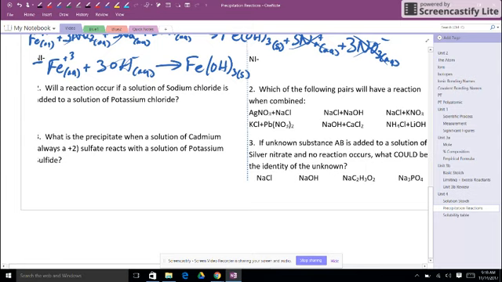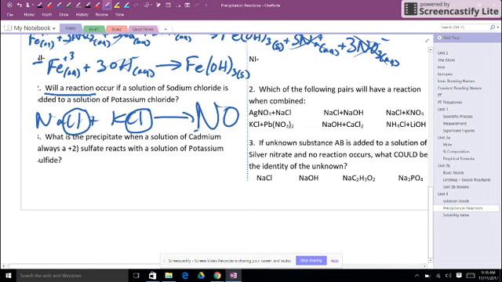Okay, let's do a couple other just solubility questions. Will a reaction occur if we mix sodium chloride with potassium chloride solutions? Now, this question is saying, will a reaction occur? I want us to not even look at the solubility and quickly hone in on, this is the same anion there. If we were to switch, the products are going to be the exact same. So this would be a no, like no reaction would occur.